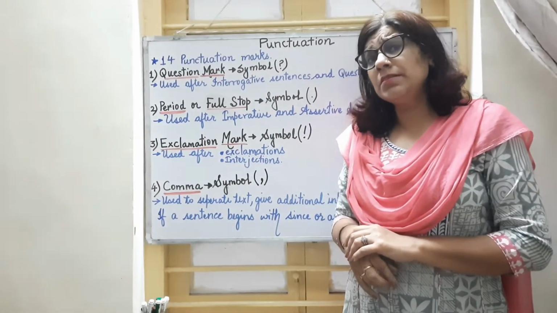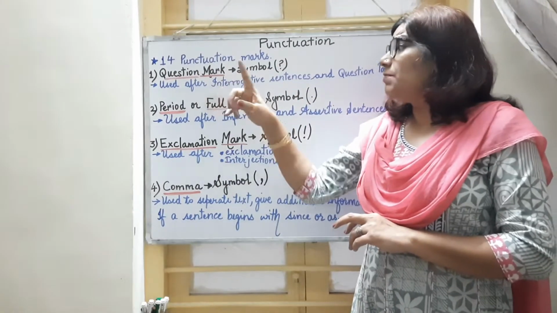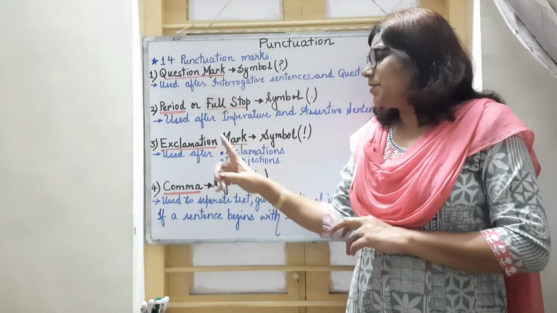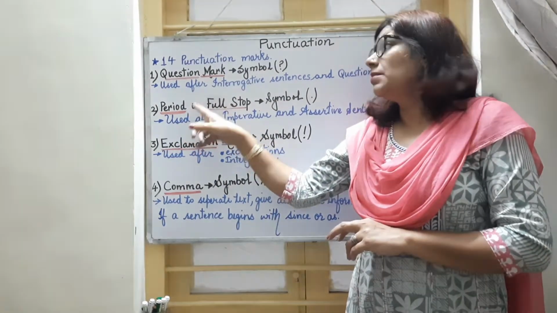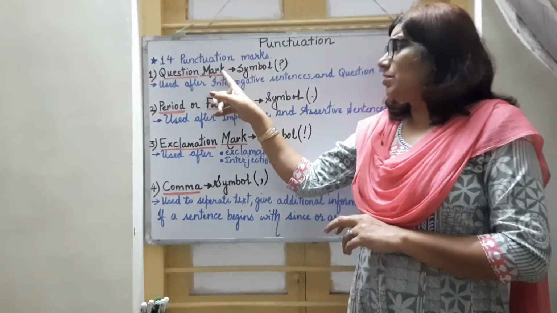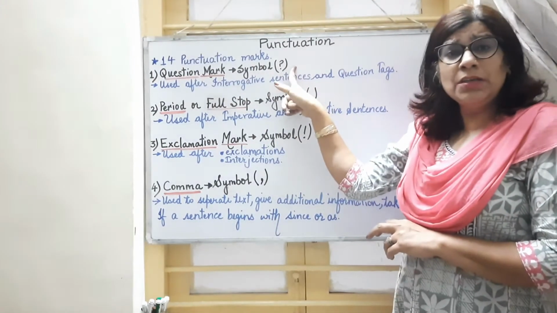But here in this class, in class 4, we are going to focus on 4 of them: question mark, full stop, exclamation mark, and comma. Full stop is also called a period. First, coming to question mark. Question mark symbol we all know. We can see here the symbol, how we do it.